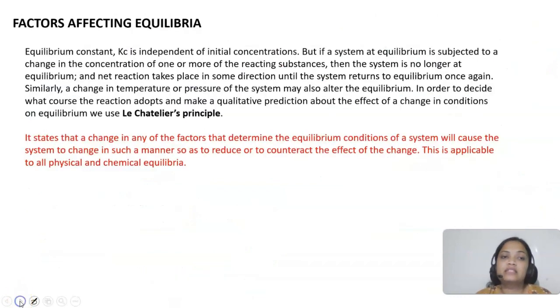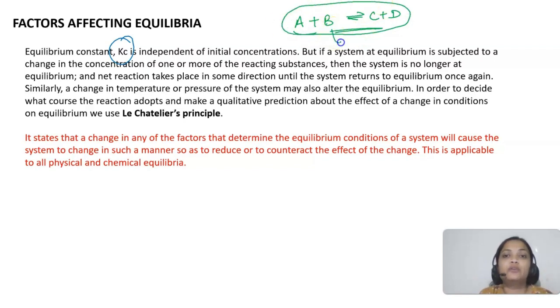Okay. Now the next and very important thing is the factors affecting equilibria, or Le-Chatelier's principle. So we know that the equilibrium constant Kc is independent of initial concentration. But if we take a system which is present at equilibrium, say I have this reaction, and the system is at equilibrium, and now I change something. Once equilibrium is achieved, I add more amount of reactant A to it.